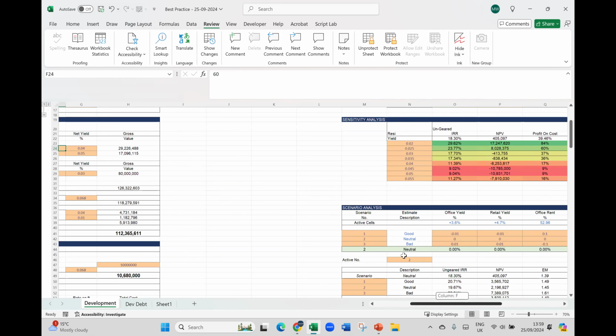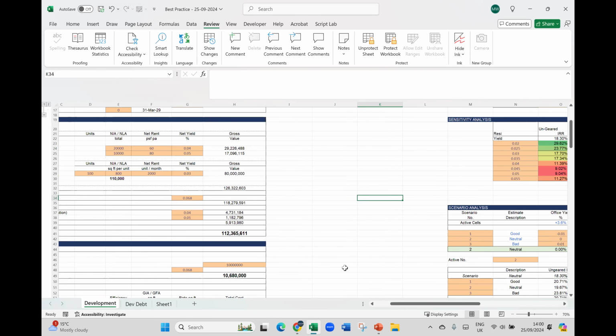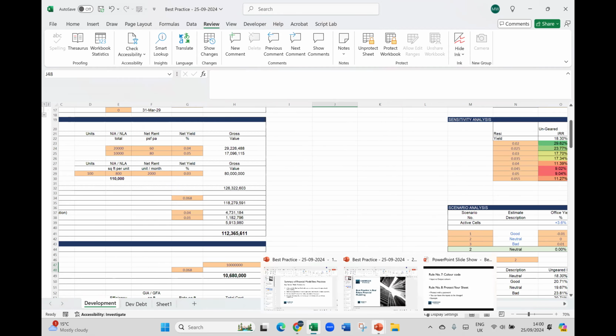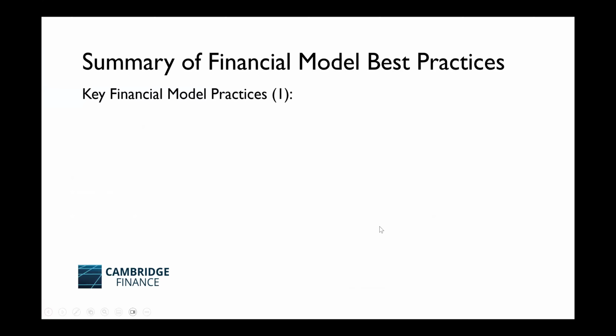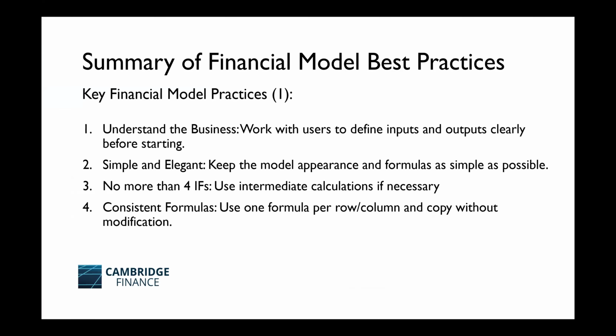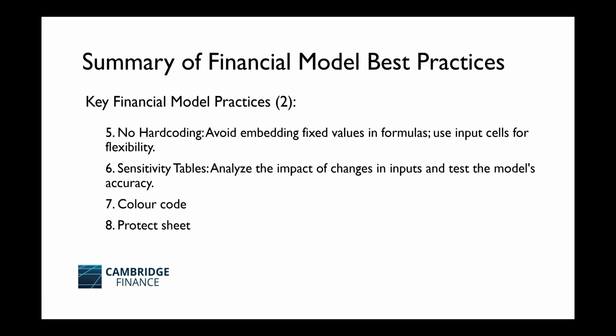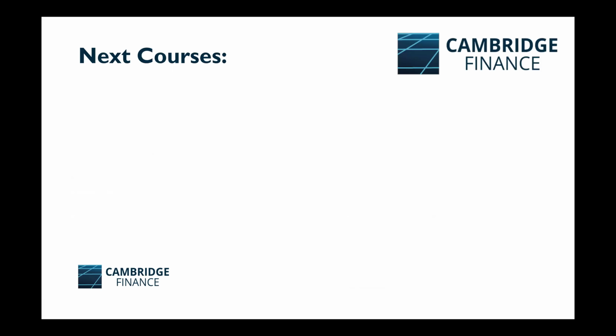Okay, so this is what I wanted to show you today in terms of best practice, with an example as well. So, I think the main thing is to think about your financial model to start with. Business plan is very important. Make it simple and elegant, and never hard code, okay, and then protect your sheet. I think these will be my main tips for you today.